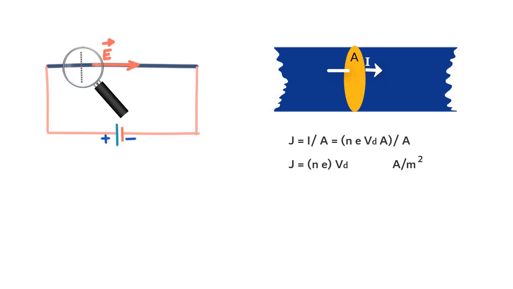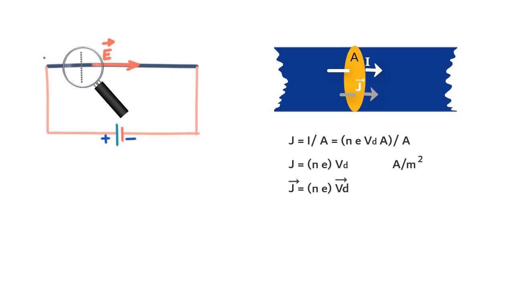Well, we could also define a vector current density J that takes into account the direction of the drift velocity vector Vd, and in that case J can be written as vector J is equal to n q Vd, where Vd is a vector.